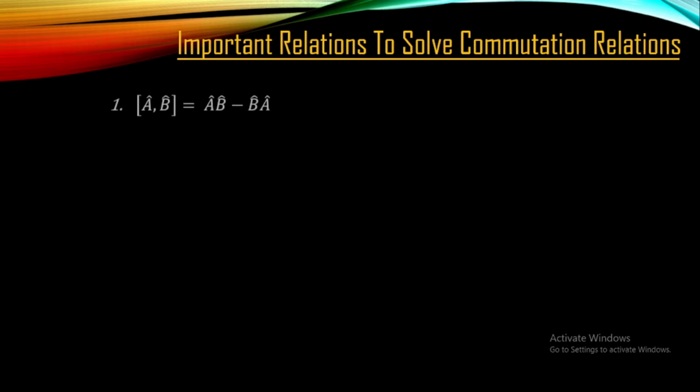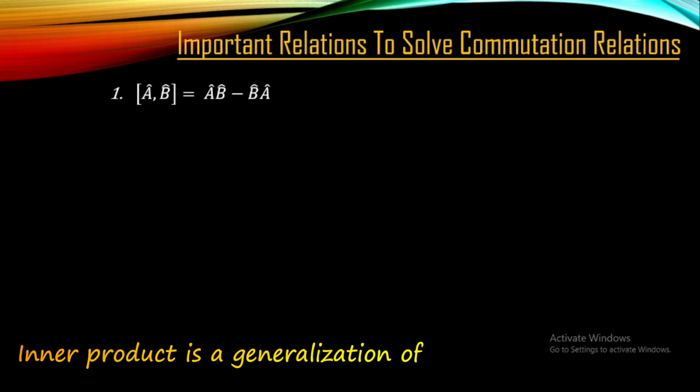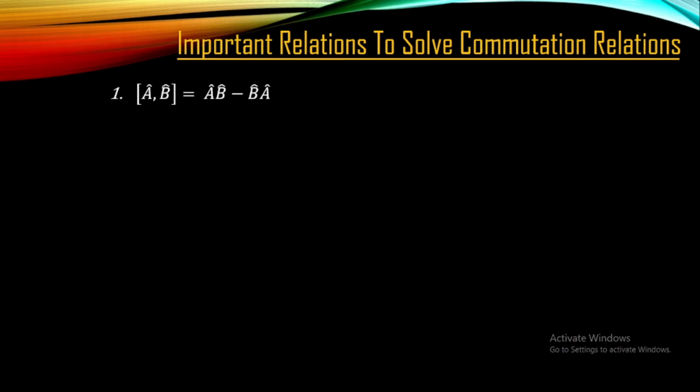So first formula is the inner product of any two operators. If A and B are some operators, it may be position, momentum, angular momentum, energy, Hamiltonian or any kind of a quantum operator, then the inner product of those will be equal to A cap B cap minus B cap into A cap. So first operator into the second operator minus the reverse one.